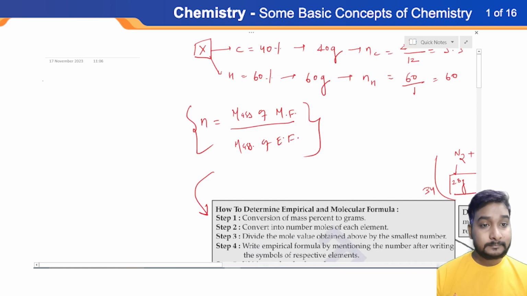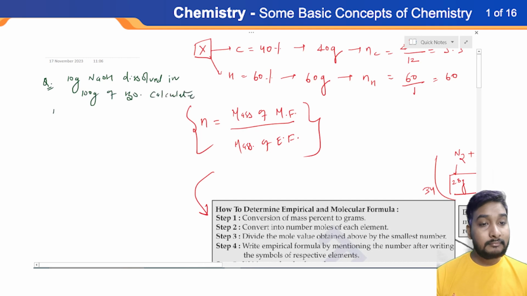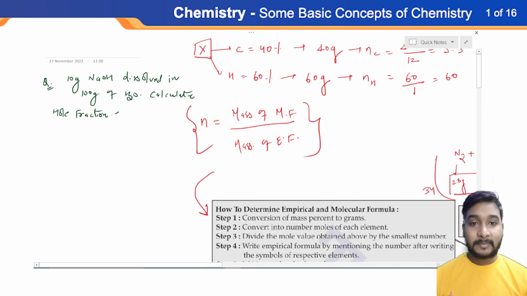Suppose we have a question: 10 gram NaOH dissolved in 100 gram of H2O. Calculate mole fraction. I'm practicing all the questions in subjective manner, but in the JEE examination you know that options are given, so you can match those options, but you have to do it in a subjective manner only in the rough book.